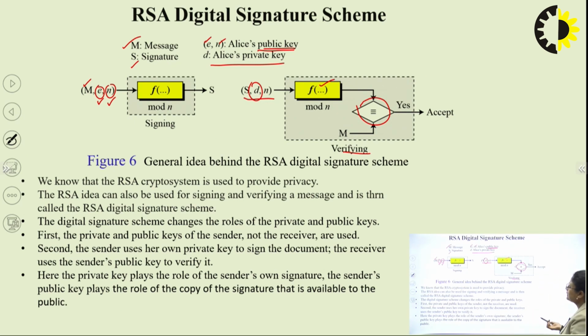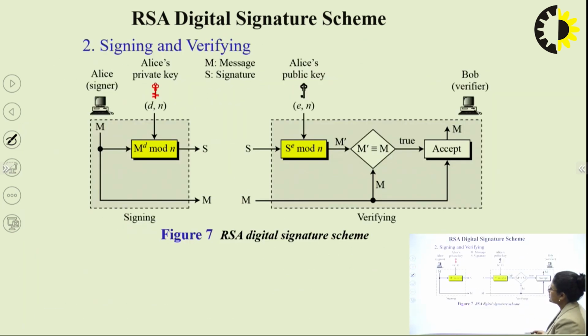Once the key generation is done, next we go for signing. In signing, we compute M to the power D mod N. If you remember, D is the private key of Alice. Then we have the message M and the signature that is generated.